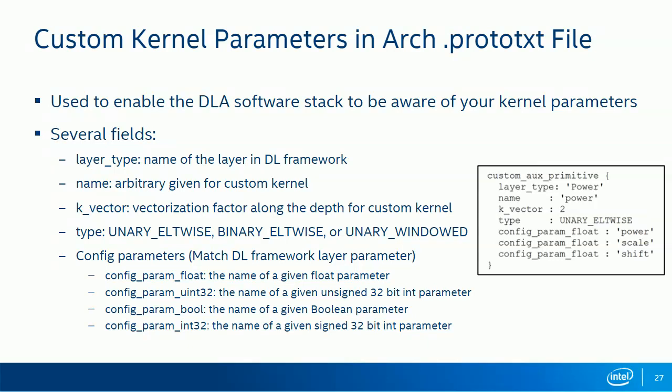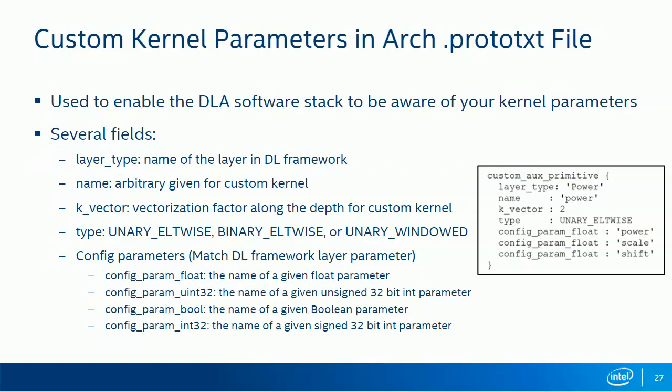You'll need to specify the layer type, and this is the name of the layer in the deep learning framework such as TensorFlow or Caffe or whatever framework you're using. This allows the software to understand what layer your primitives can execute. The name field is a unique arbitrary name given for the custom kernel.